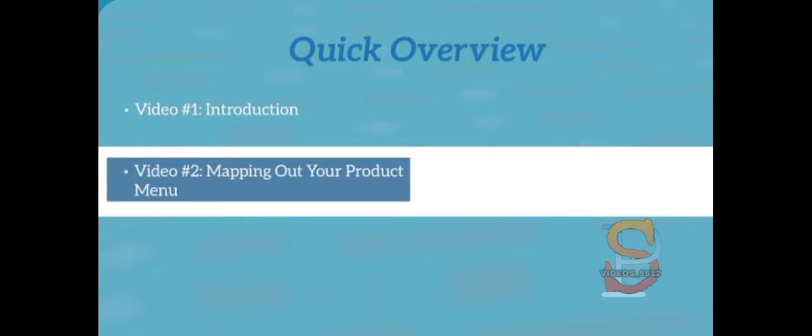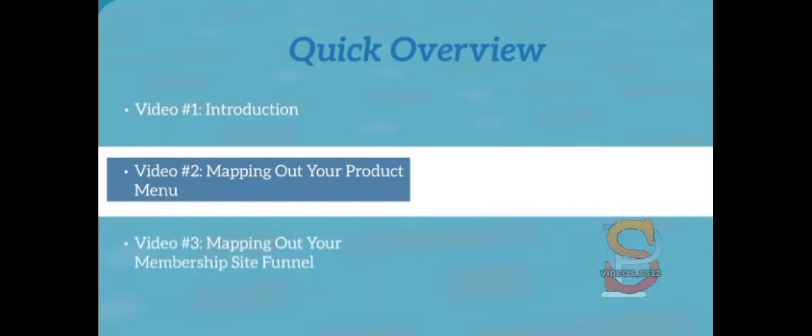So to give you a deeper view of how everything is laid out and why, so that you're able to implement it at a much faster rate, very successfully, let me give you a quick overview of what's in this video course. Obviously video number 1 is this particular video. Video number 2 is mapping out your product menu. The reason why you want to do this is you want to get an idea of what the customer sees when they first log in.